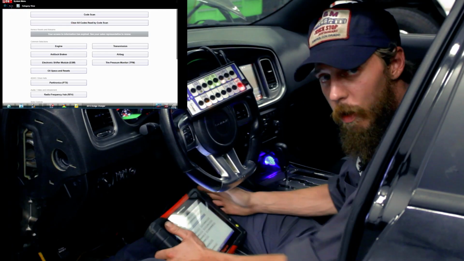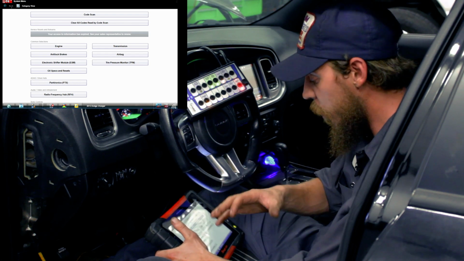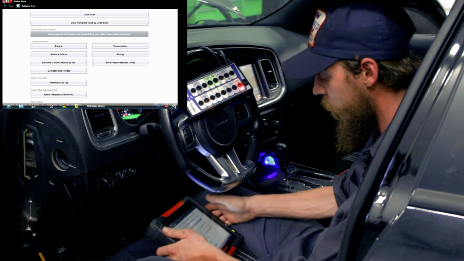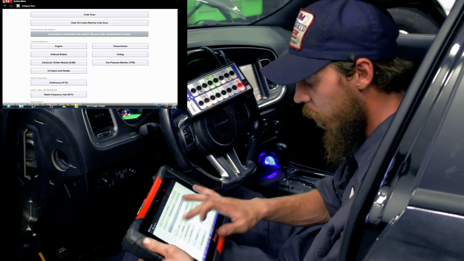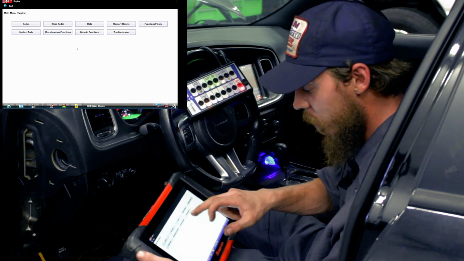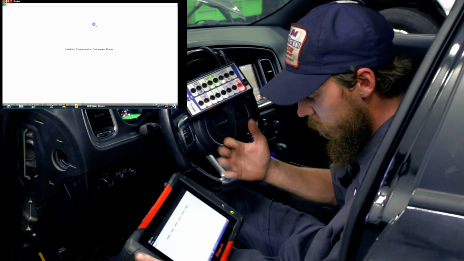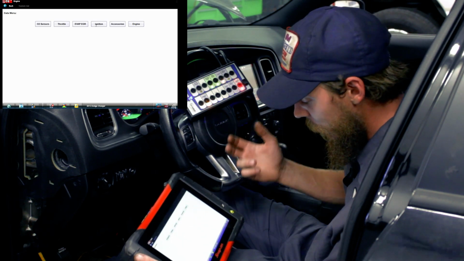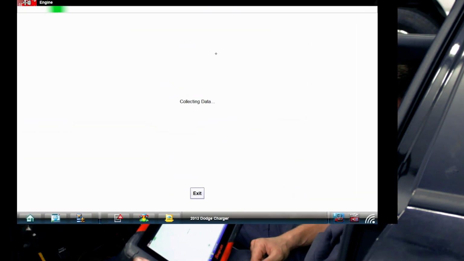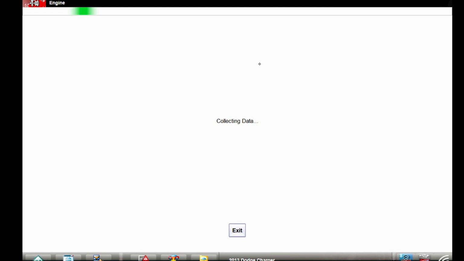All right, now that we've delved into the BCM a little bit, we're going to switch over to our PCM, our powertrain control module. So we're going to kick right into our engine here, and we're going to take a look at data PIDs there. So typical, click data. In this case, let's start with ignition. And we'll see what we got going on here.